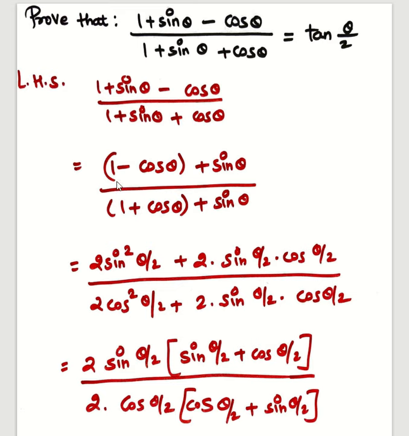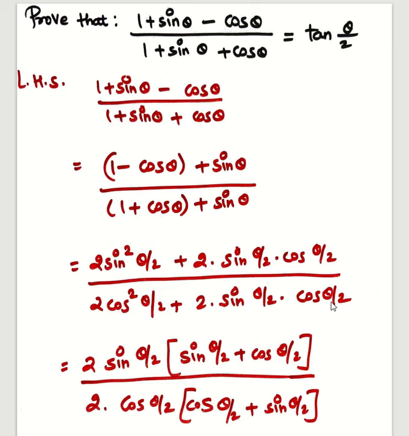So what is 1 − cos θ? It is 2 sin² θ/2. Then + sin θ. Again, what is sin θ? It is 2 into sin θ/2 into cos θ/2. Similar to sin 2θ, but here it is only sin θ. Now the denominator, 1 + cos θ. The answer is 2 cos² θ/2, then + sin θ, and again the formula for sin θ is 2 into sin θ/2 into cos θ/2.